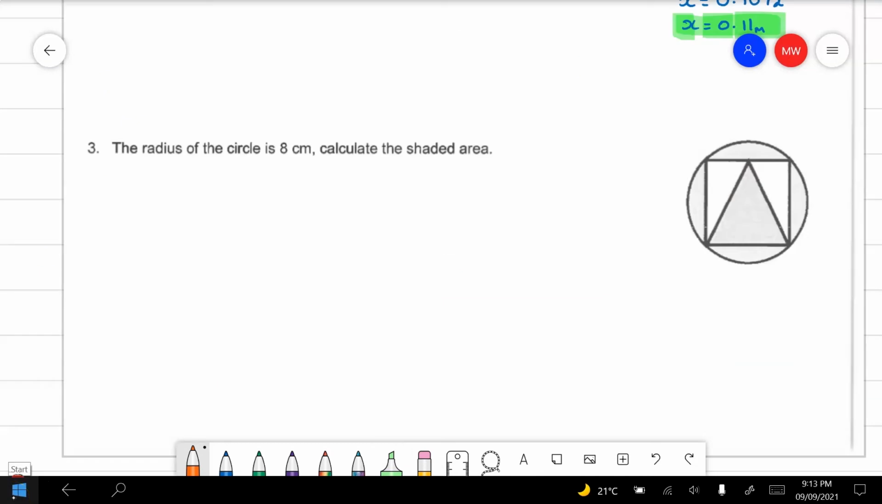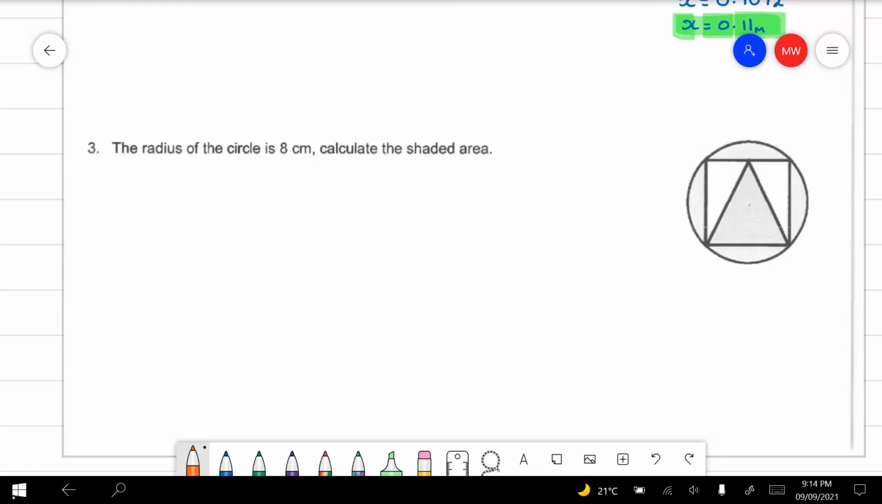Question 3 is a bit trickier. What they've done is they've given us an unusual looking shape inside a circle. They haven't given us very much information. Remember though that this topic is Pythagoras and trigonometry, so we're only really dealing with right angle triangles, so we're going to make right angle triangles out of this.